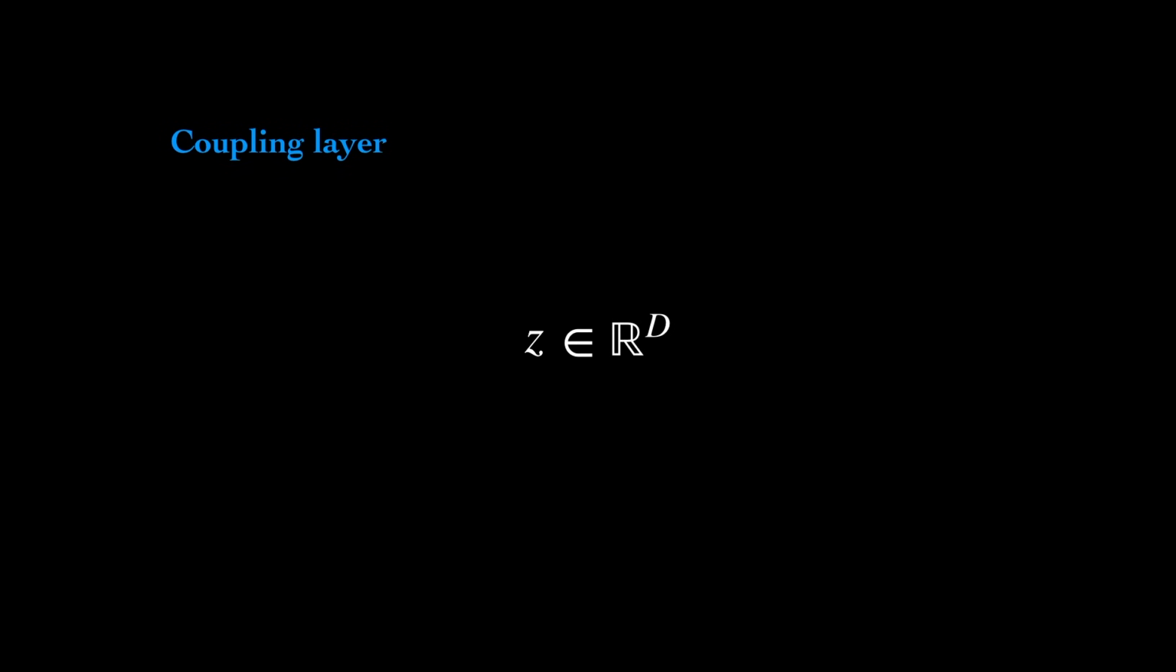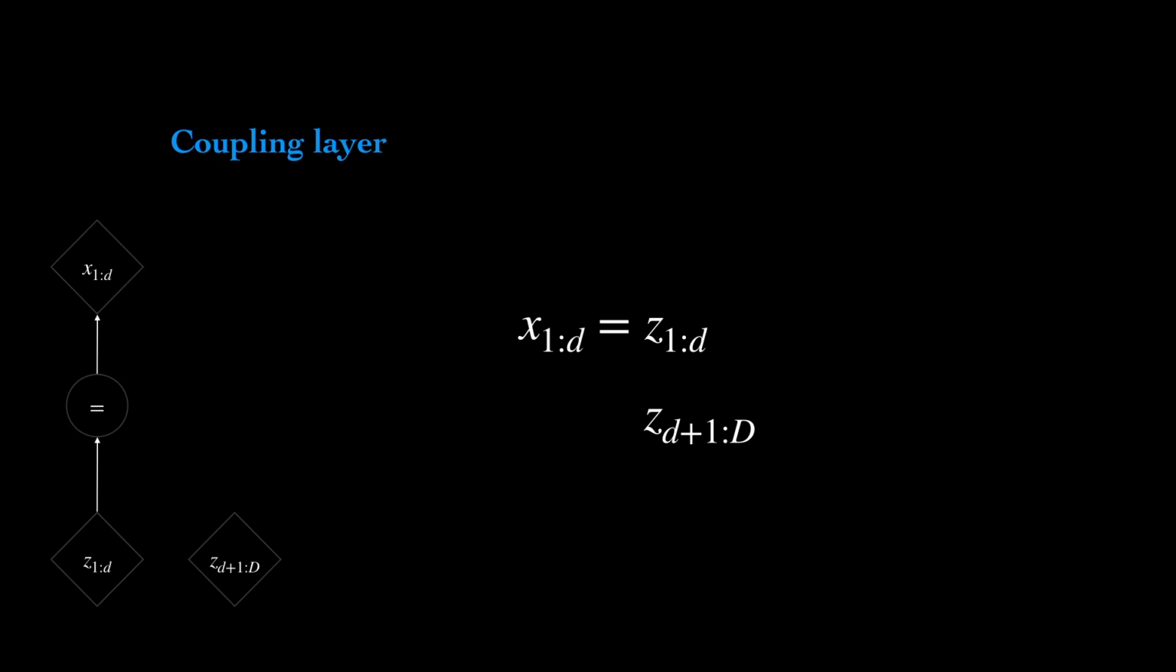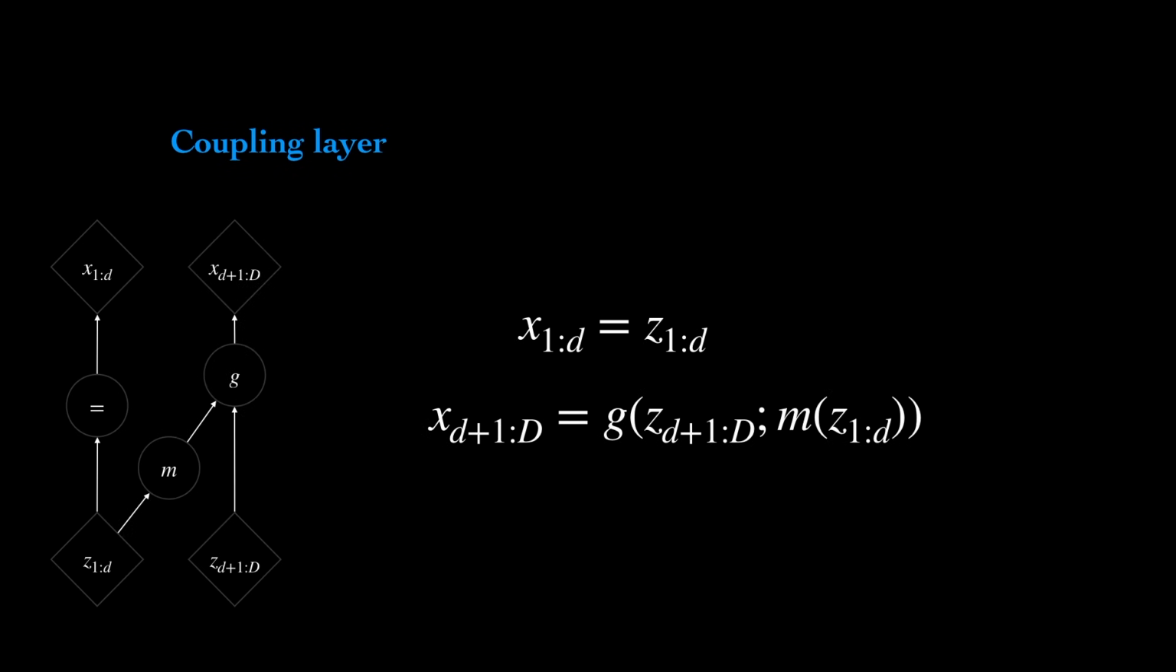Let z be the input to a coupling layer. We first partition z into two subsets, for instance, two contiguous subvectors. For the first subset, we simply apply the identity, copying over the elements to the same positions in the layer's output x. To get the remaining portion of x, we use two functions, m and g. m takes as input the first subset of z, and then the output of m and the second subset of z serve as inputs for g.